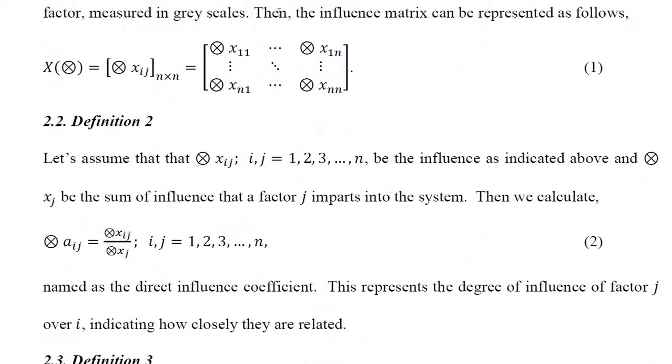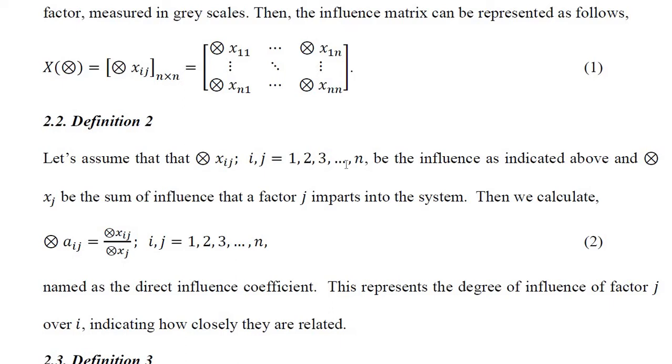Okay, so this is the first definition we are seeing. This is the influence relation we will be representing in the form of a matrix. Let us assume that the gray number xij be the influence as indicated by the gray number xj. Then the sum of influence that a factor j imparts on the system, we are representing by the gray number aij equal to the gray number xij divided by the gray number xj.